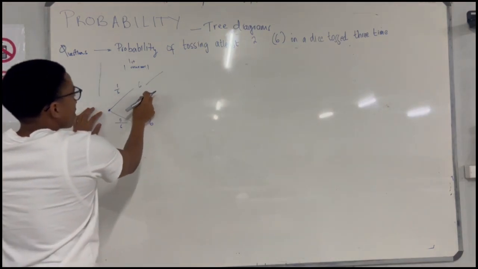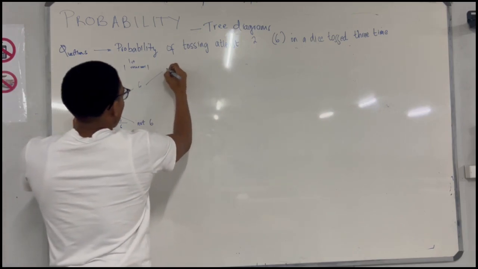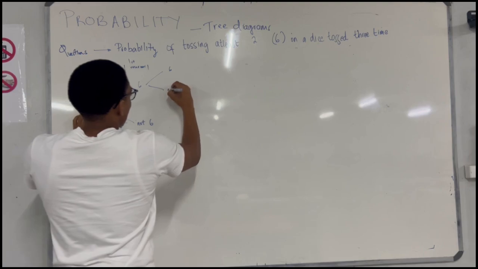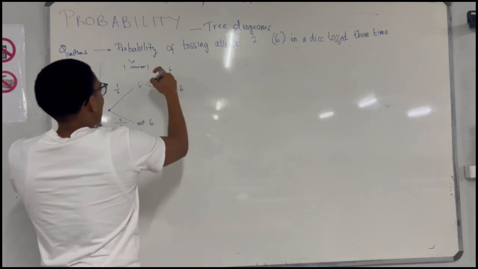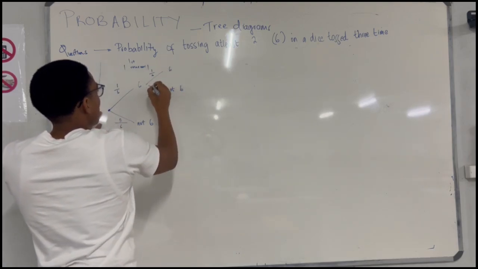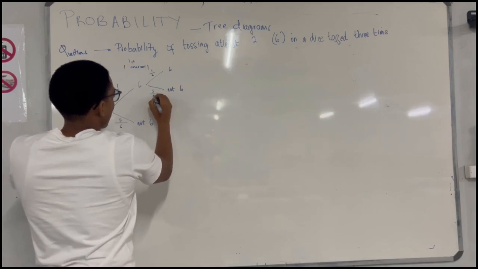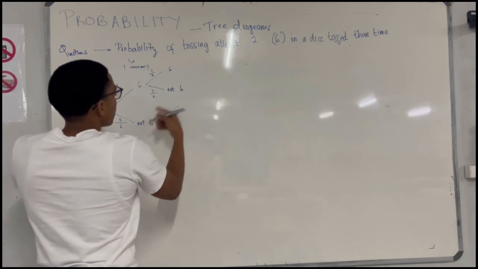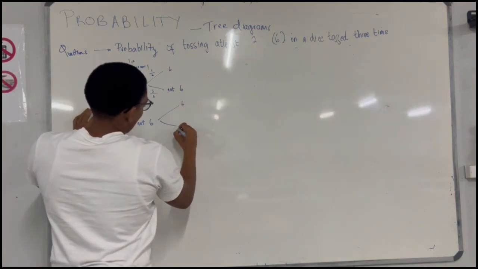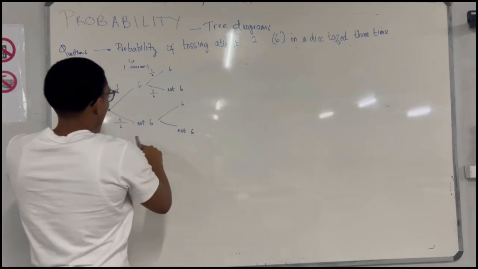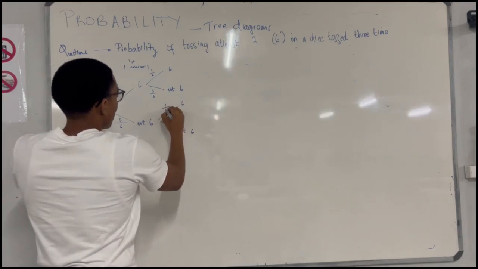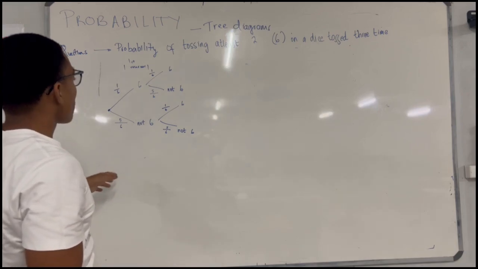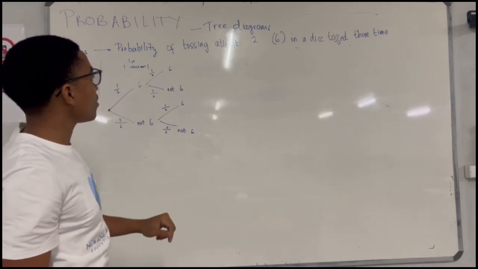After tossing a 6 the first time, either you toss a 6 again or not a 6. Here it's 1 over 6, and not 6 is 5 over 6. Here as well, after not tossing a 6, it's either you toss a 6 now or not 6. The 6 will be 1 over 6, not 6 will be 5 over 6. So now we have done the second occurrence.